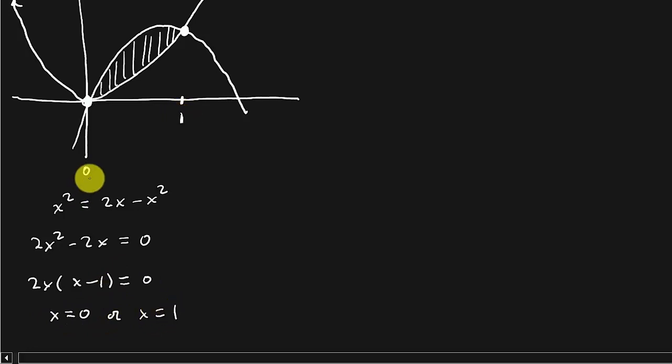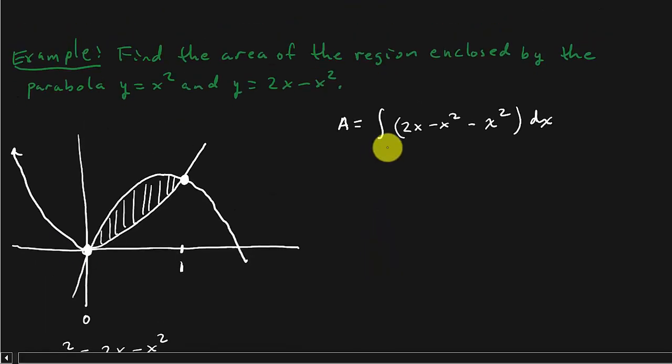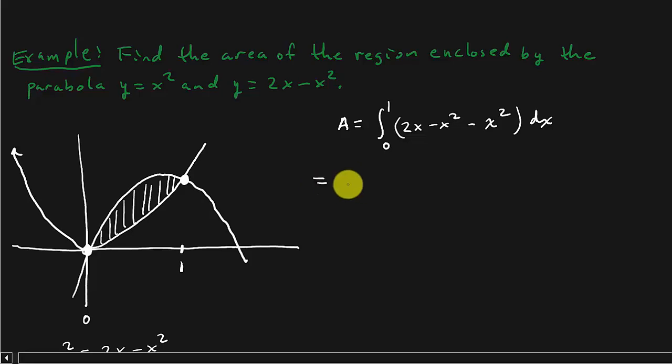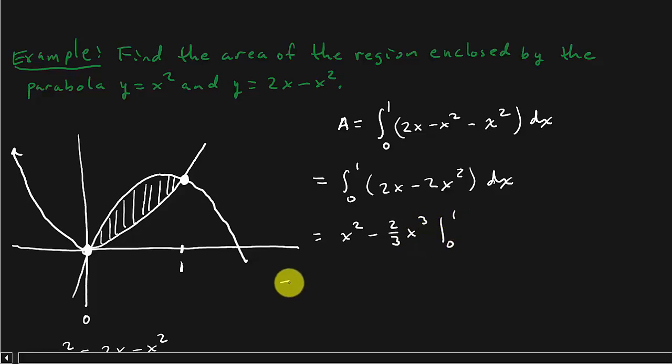So this would be 1. See, they intersect at 0 and they intersect at 1. And so that's going to be the limits. All right, so now let's integrate this thing. So we got the integral from 0 to 1 of 2x minus 2x squared dx. Just combine the like terms. And so this is going to give us x squared minus 2/3 x cubed from 0 to 1.